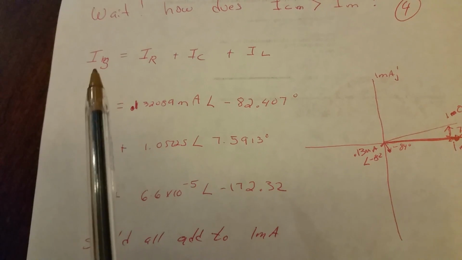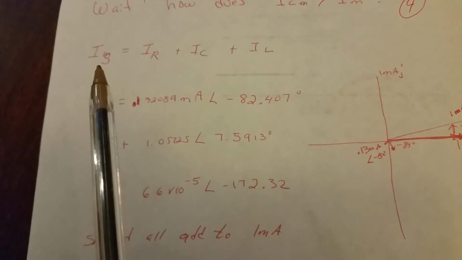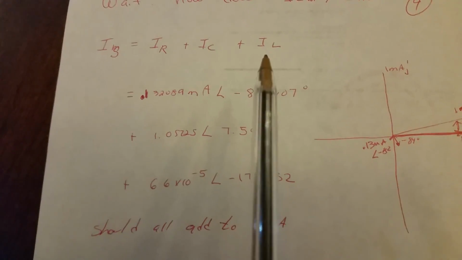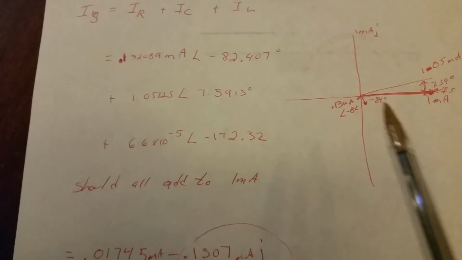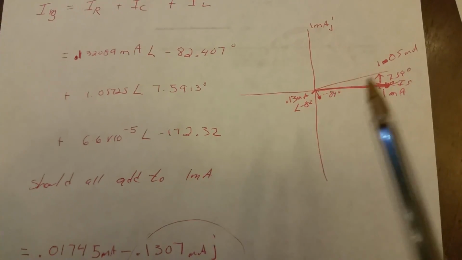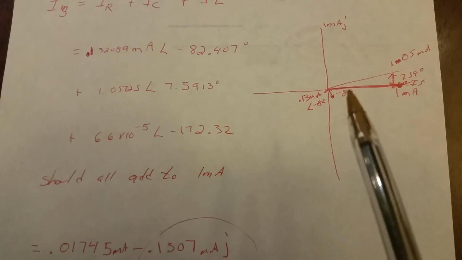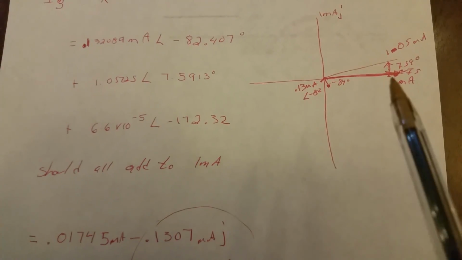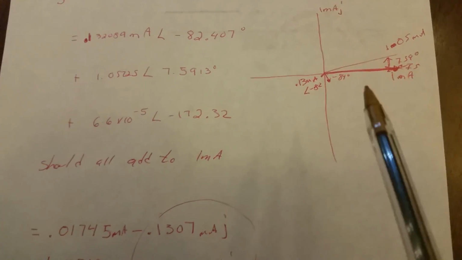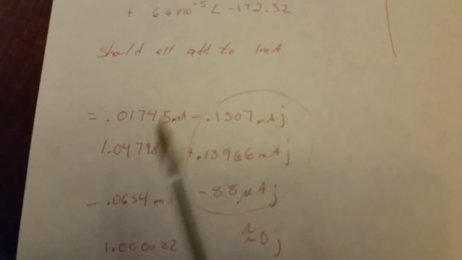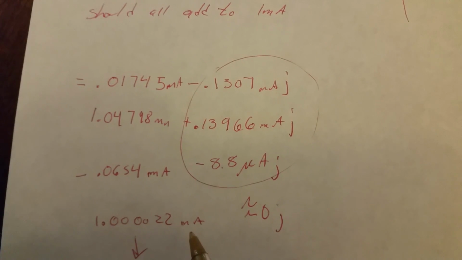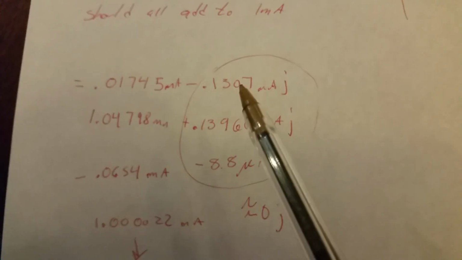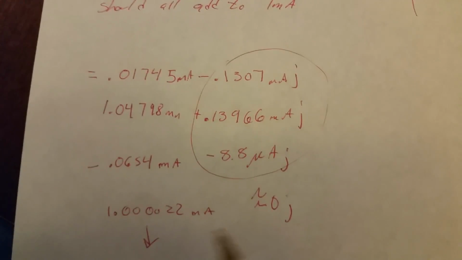Kirchhoff's current law is that the currents into the node are the currents out of the node. So we have our phase currents, and this is all from LTspice. If I tried to draw these to scale, you should see that the vectors add back to the 1 milliamp with 0 phase. So I convert all these to Cartesian, and when I sum it up, I get close to the 1 milliamp that I started with, and close to 0J.